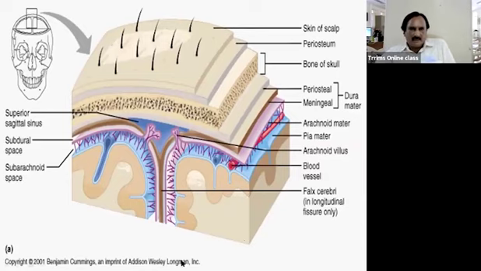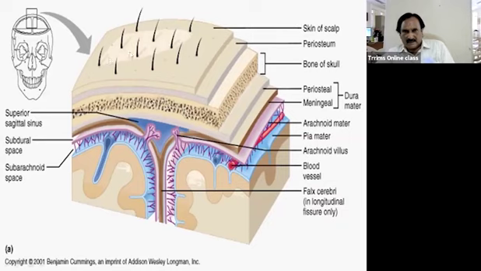So these are the different layers. You have the superior sagittal sinus here, and you have the subdural space, and this is the arachnoid space where you have the projections. This one is the arachnoid villi, through which the cerebrospinal fluid is absorbed and then goes into the venous sinuses. These venous sinuses drain into the venous circulation and enter the right atrium.